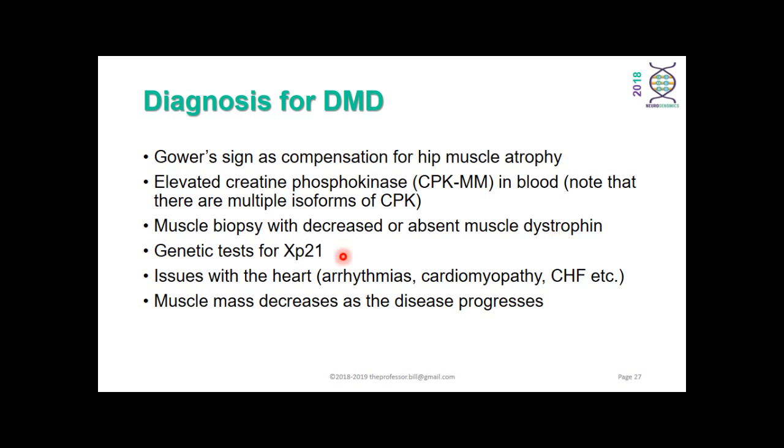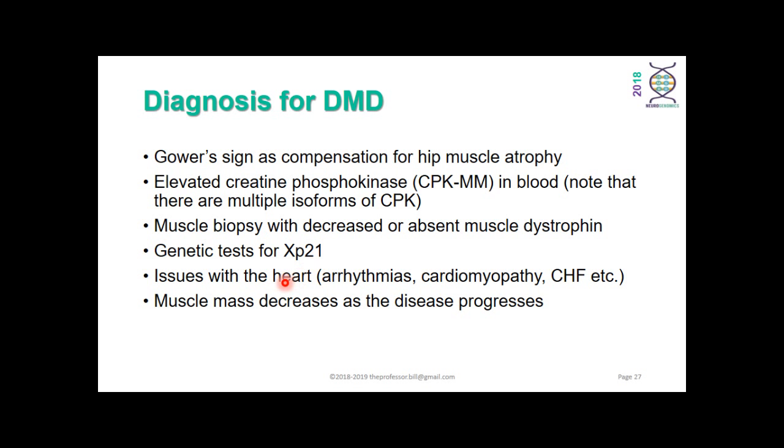There are also now genetic tests to look for any type of X-linked abnormality in the short arm of the chromosome, particularly in band 21. So there are genetic tests that could also be done to make this diagnosis for Duchenne's muscular dystrophy.